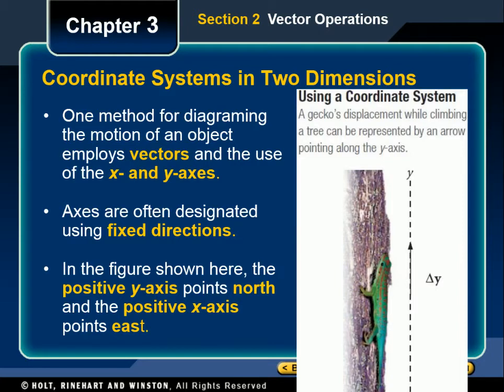Chapter 3, Section 2, Vector Operations. Coordinate systems in 2 dimensions.